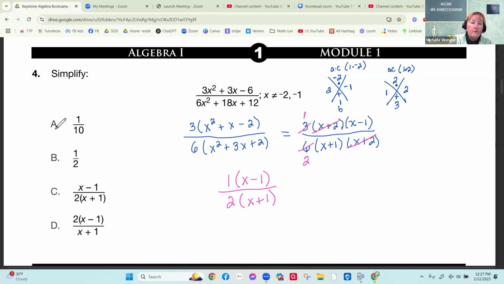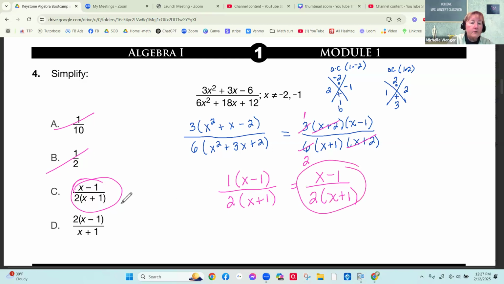So I know the first two answers are not going to be possibilities because they still have variables involved. And the numerator is just the same thing as saying x minus 1. This is the only one that has x minus 1 in the numerator, because 1 times anything is whatever that anything is. So x minus 1 over 2 times x plus 1 would be your final answer. Your answer here would be C.